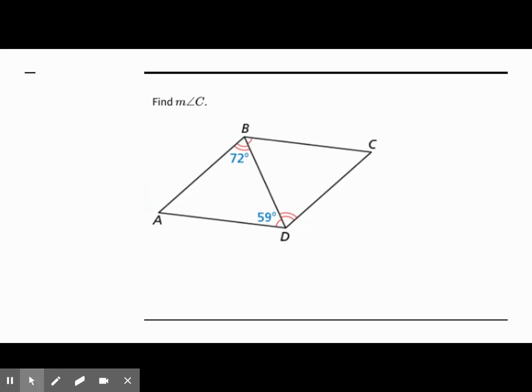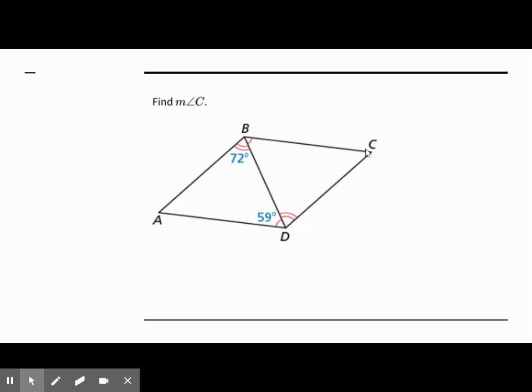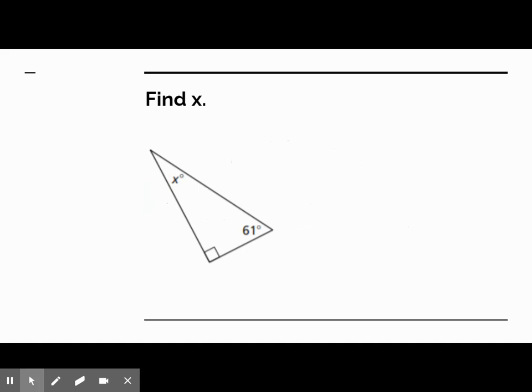49 is correct. B would be 59. D would be 72. 59 plus 72, subtract from 180 is 49. So C would be 49. And also, you could find this angle A is 49, and since two of the angles are congruent, the third angle is congruent by the third angle theorem, so we make it 49. Find X.